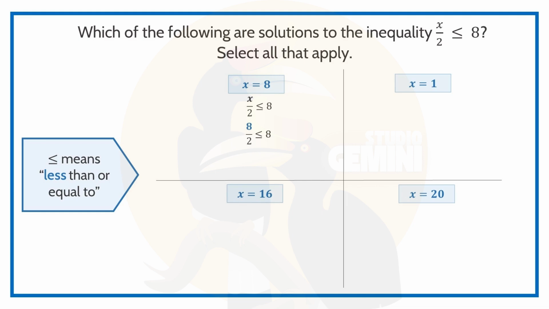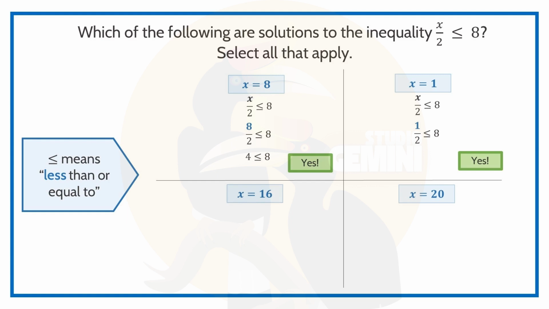Since 8 over 2 is 4, we have 4 is less than or equal to 8. Is 4 less than or equal to 8? Yes, so x equals 8 is a solution. Now we can plug in x equals 1. We can see that 1/2 is less than or equal to 8. That is a true statement, so x equals 1 is also a solution.